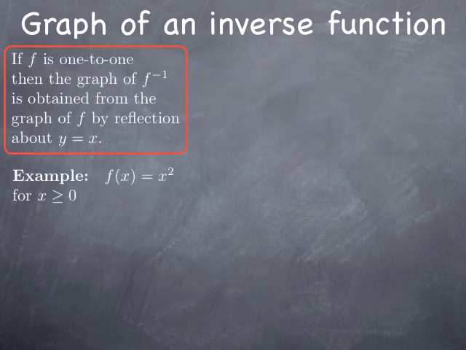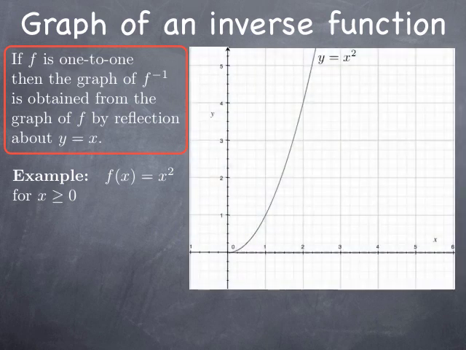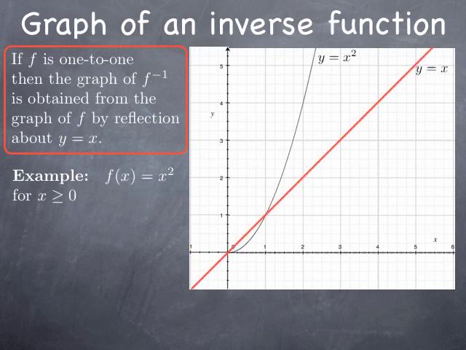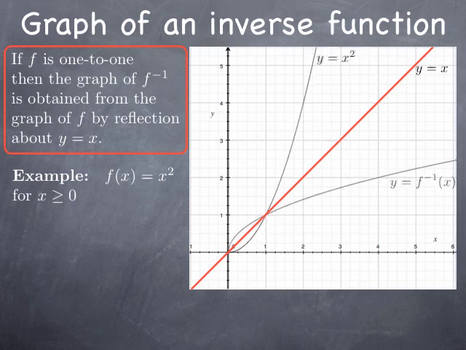So let's look at the example where f of x is x squared restricted to the positive reals. Then here is a graph. Certainly it passes the horizontal line test, and this is a 1-to-1 function. And so to obtain the graph of f inverse, we're going to draw the line y equal x and take the reflection of the graph y equal x squared about that line, and this is what we obtain.